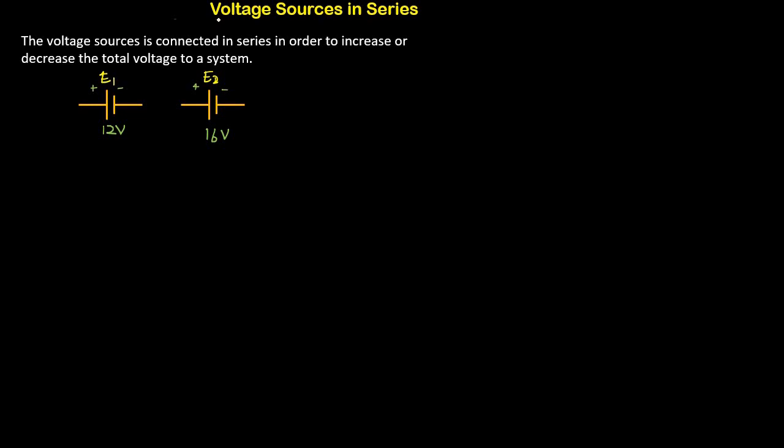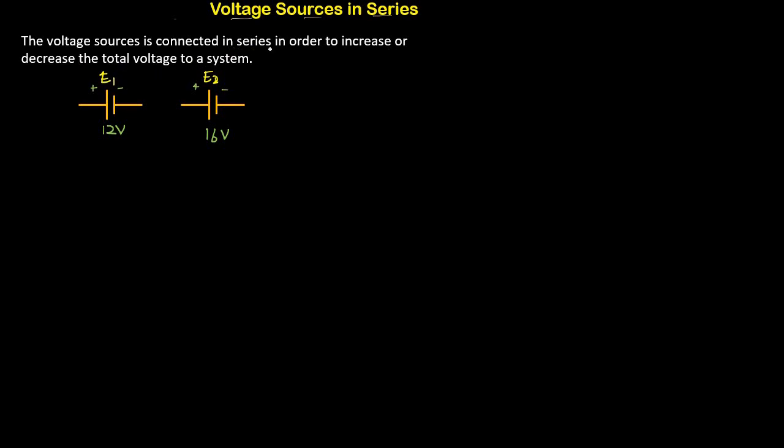In the previous video lecture, we had a discussion on the electrical power in a series combination of resistors. Now in this presentation, we will be talking about voltage sources in series. Voltage sources are connected in series in order to increase or decrease the total voltage to a system.